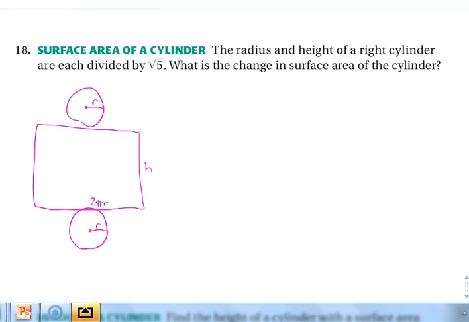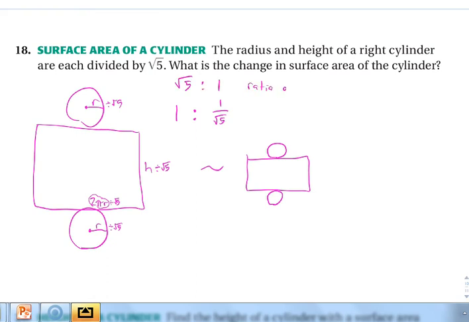What it's saying is the radius and the height are both divided by root 5. The r gets divided by root 5, but since 2 pi is just a number, that's still just this whole thing divided by root 5. And we get this is divided by root 5, and this is divided by root 5. So what we get is similar shapes. It'd still be a rectangle, it'd still be a circle, it'd still be a circle. All of those individually would still be similar. But what we would get is a 1 to 1 over root 5, or a root 5 to 1 ratio of sides.